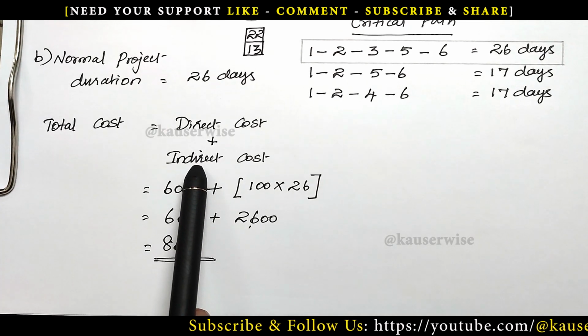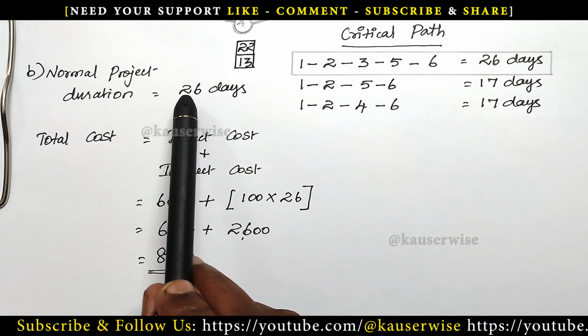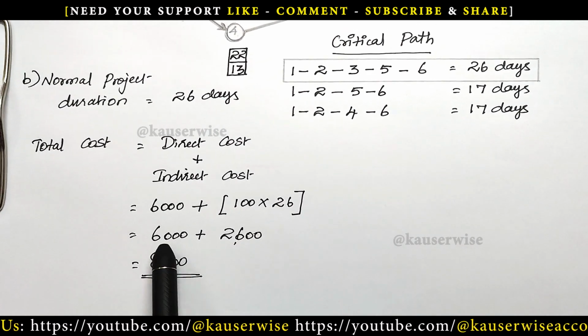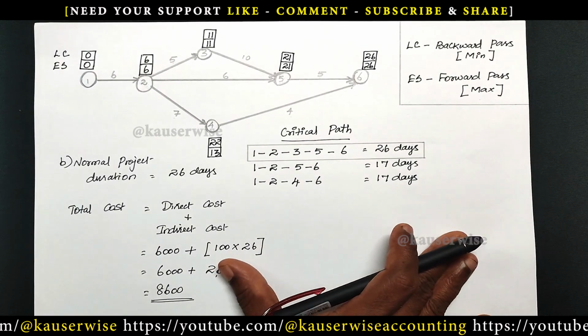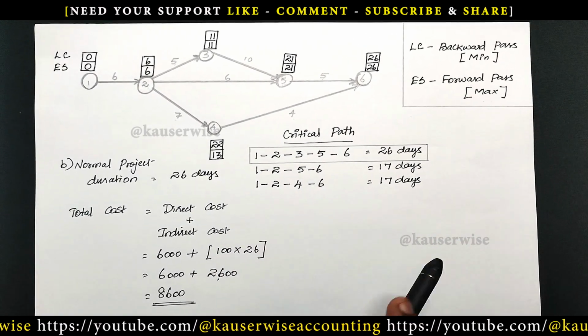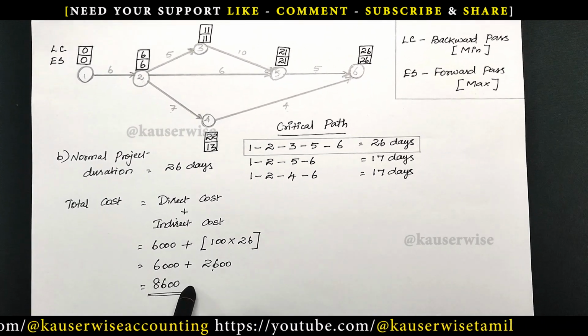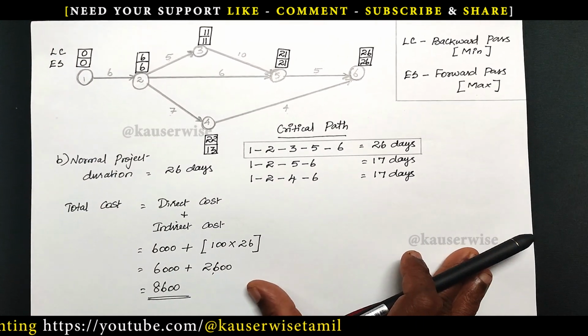Plus indirect cost 100 rupees per day. How many days will it take to complete the project? 26 days. So 100 into 26 days, 2,600. Total 8,600. Okay. So far we have calculated crash limit, slope, critical path, normal project duration and its total cost. Based on this information, we will start the crashing procedure.